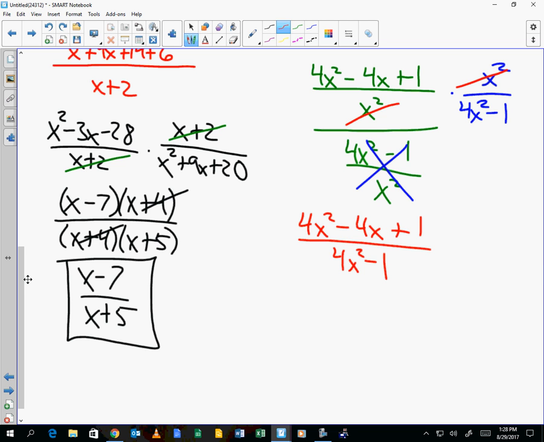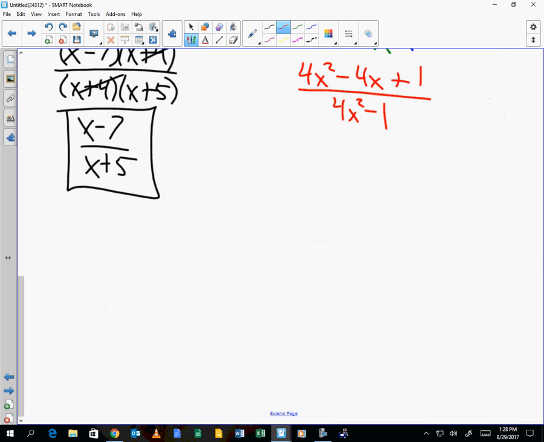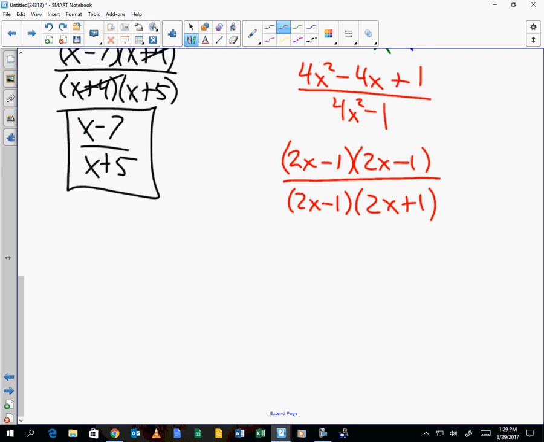Can you factor it? Does it factor? You think? How would you know? Try it, right? You've got to try it. You don't know unless you try, okay? I don't know, let's try it. Negative 2x makes negative 4x.